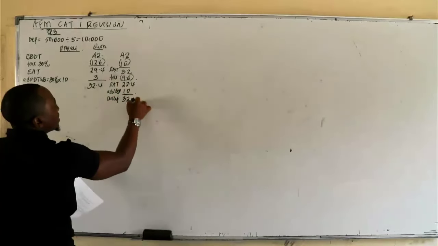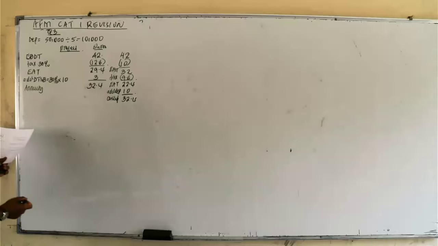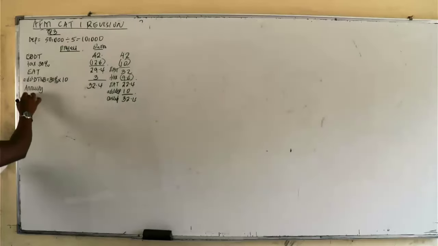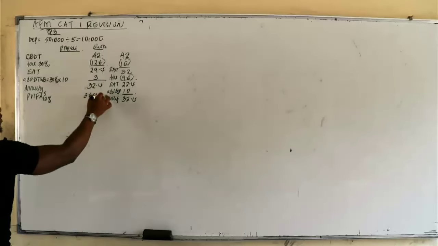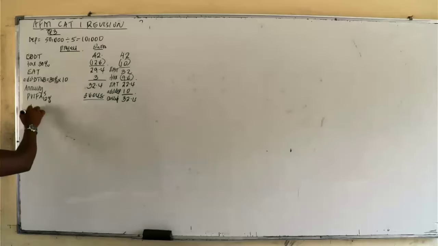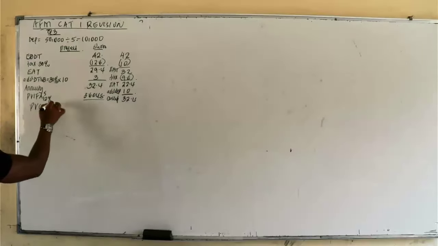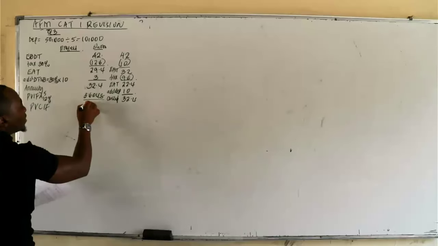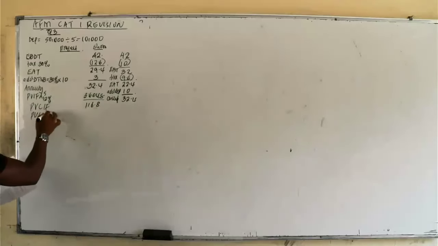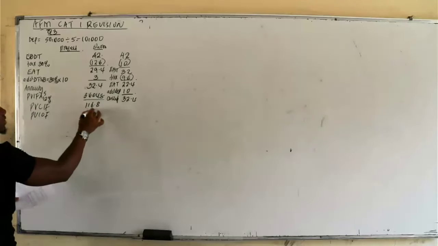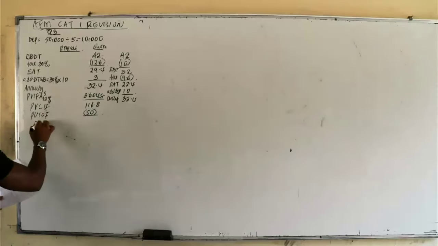Once we get the annuity, then we discount. The cost of capital is 12%. So the present value interest factor of an annuity, 12% for 5 years, is 3.6048. Now give me the present value of cash inflows. 116.8. So to get NPV, you subtract the present value of cash outflow, which is the amount invested, 50.